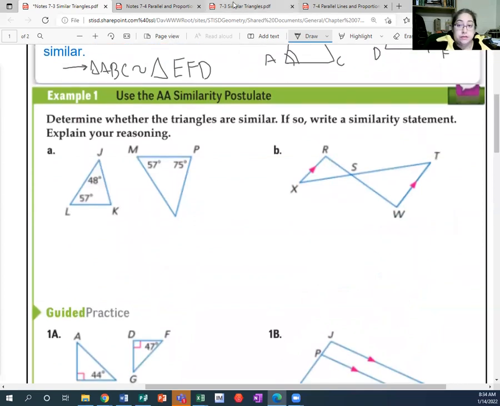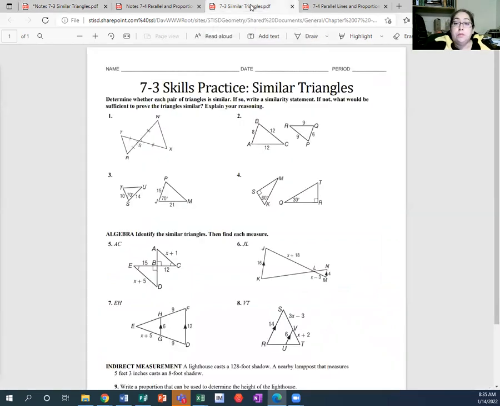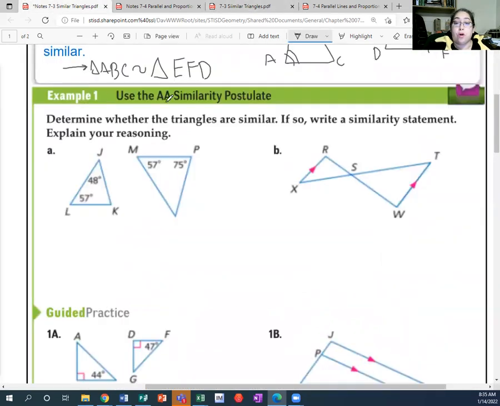Let's determine whether these triangles are similar or not. I'm going to pop into the homework really quick, and this looks like questions 1 through 4. So I'm going to write up here that this example 1 is going to walk you through skill practice, section 7.3, questions 1 through 4. All right, determine if they're similar. If they are, write the similarity statements and explain your reason.